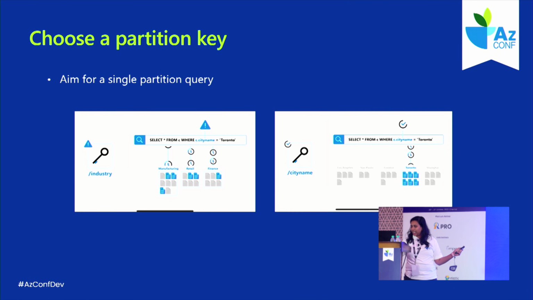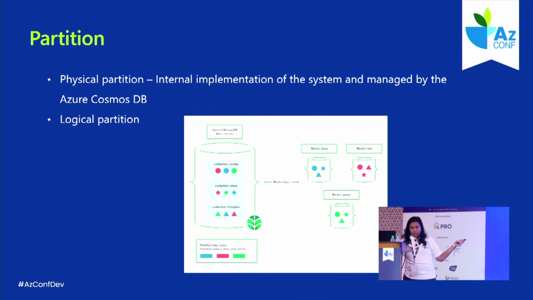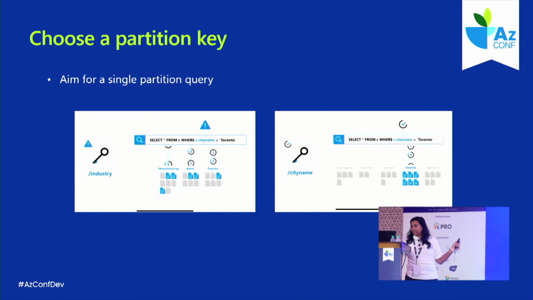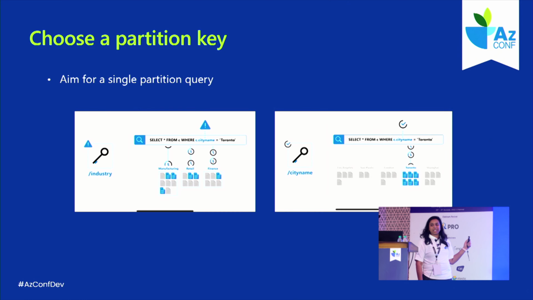So we have seen a logical partition, that is a shard key, and when you are choosing a shard key, we have to keep 2 things in mind. One is finding the right balance, the other is you have to aim for a single partition query.